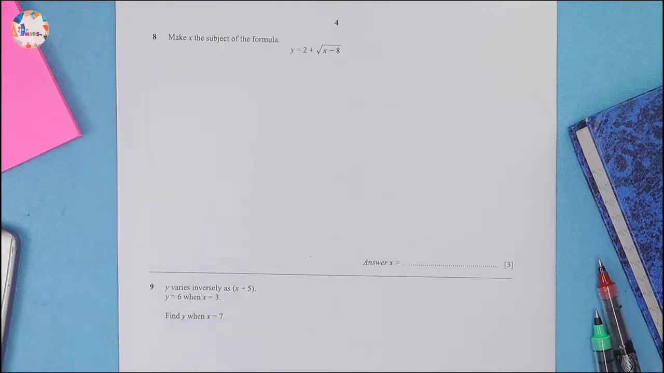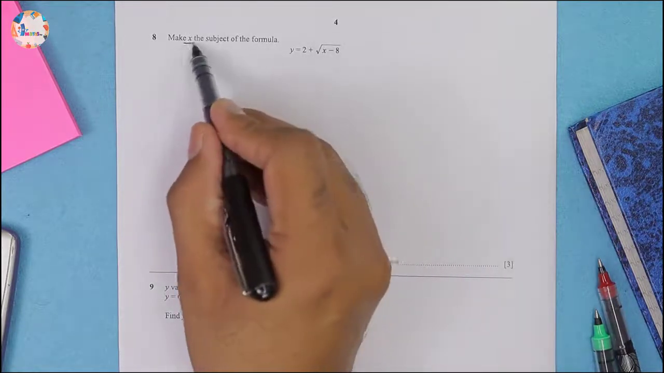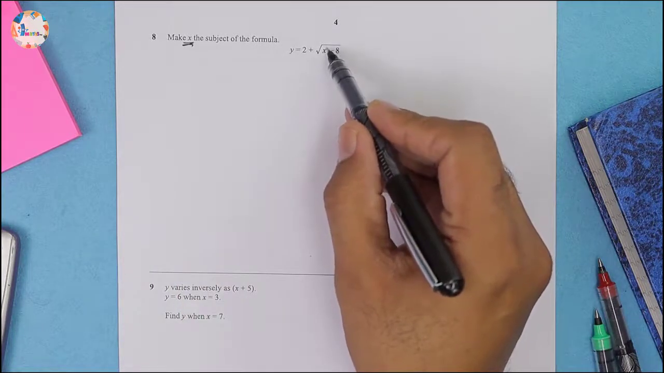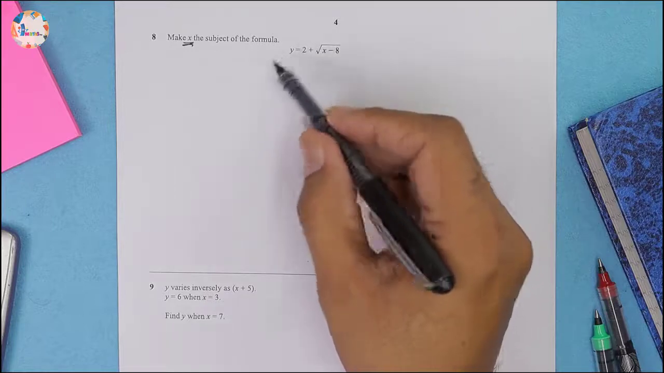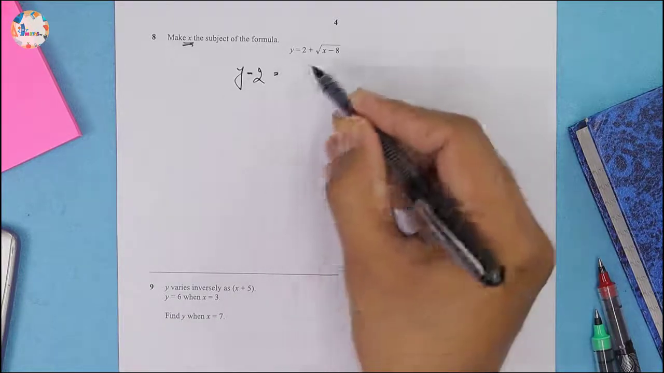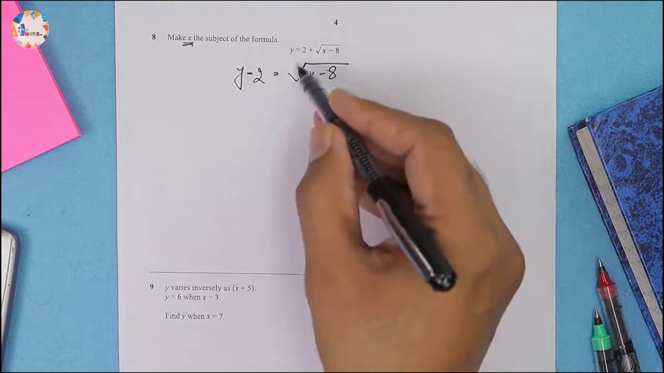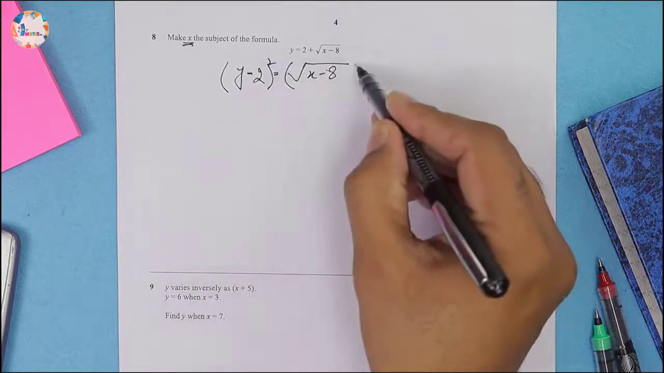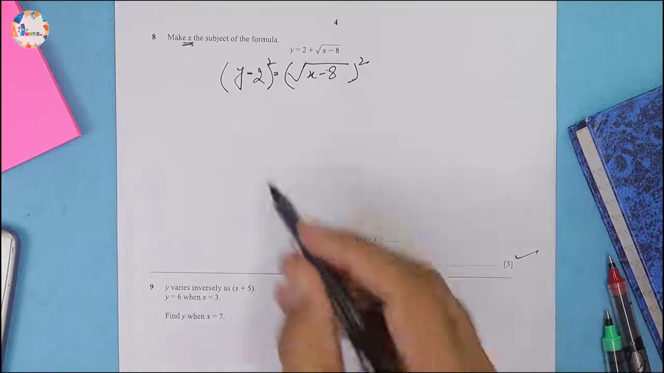Question number 8, we have to make x the subject. For making x the subject, we have to check that x is under a root, so we will have to take the square to get rid of this root. So first we will shift this 2 to the other side, so it will be y minus 2 is equal to root of x minus 8. Now to get rid of this root, we will take the square on both sides. This is a very simple question. If you solve it carefully, this is basically a 3 marks question.